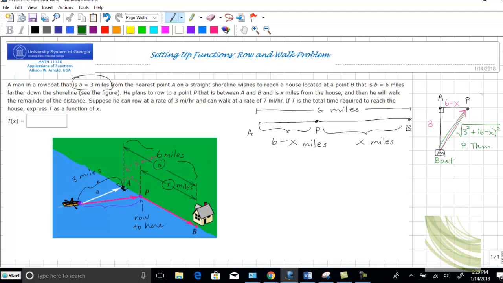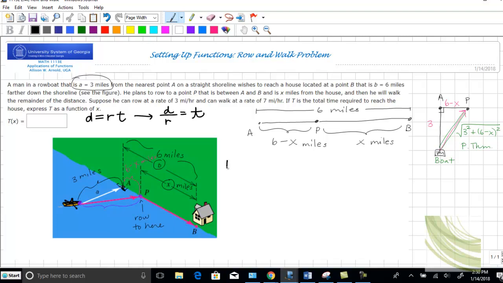Now what's the ultimate goal of this problem? It says, suppose he can row 3 miles per hour and he can walk 7 miles per hour. If capital T is the total time required to reach the house, express the total time as a function of x. And one thing we may have to go back and just think about for a moment is that distance traveled is rate times time. So if I know the distance traveled and I know the rate, then I would have the time traveled.